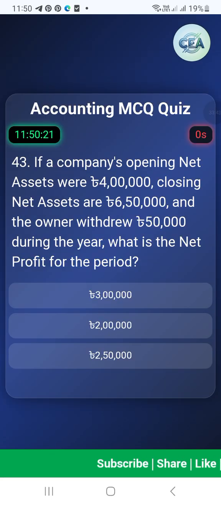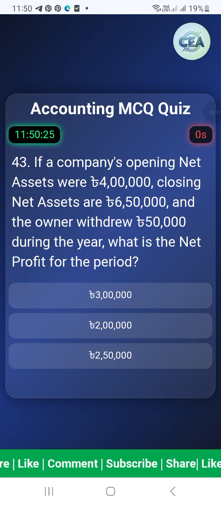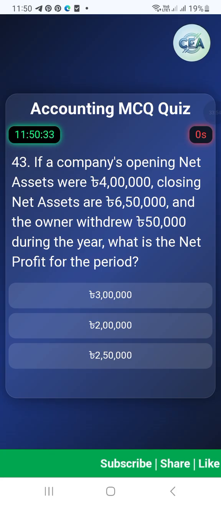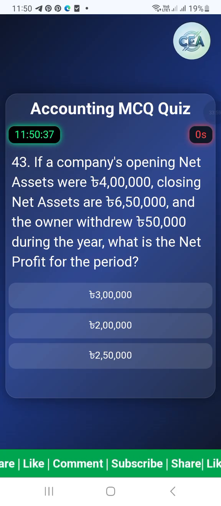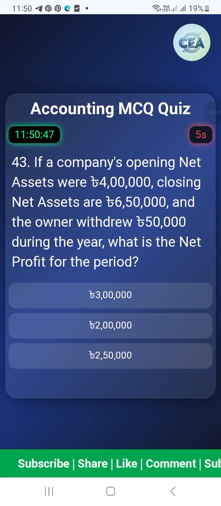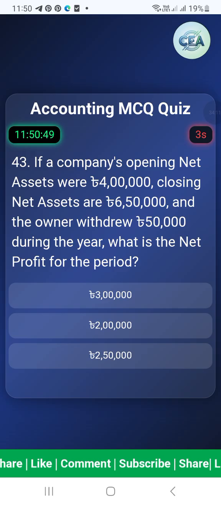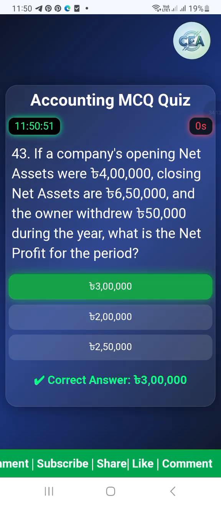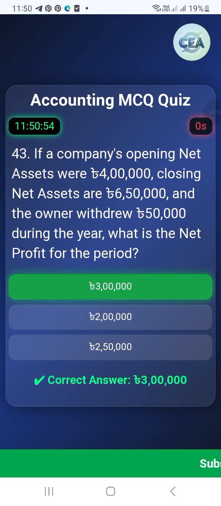43. If a company's opening net assets were 400,000 takas, closing net assets are 650,000 takas, and the owner withdrew 50,000 takas during the year, what is the net profit for the period? Option 1. 300,000 takas. Option 2. 200,000 takas. Option 3. 250,000 takas. Correct answer is 300,000 takas.